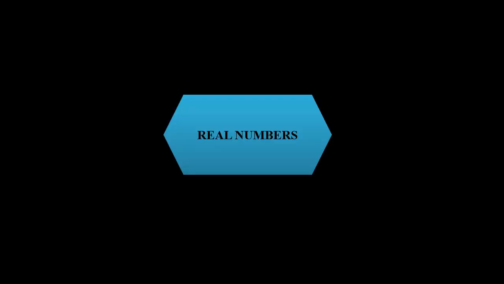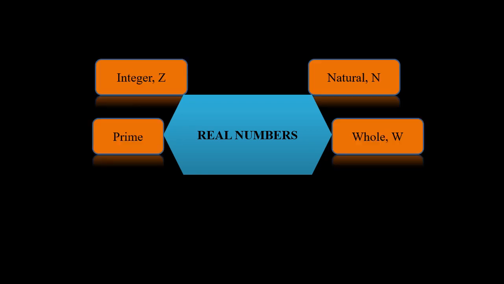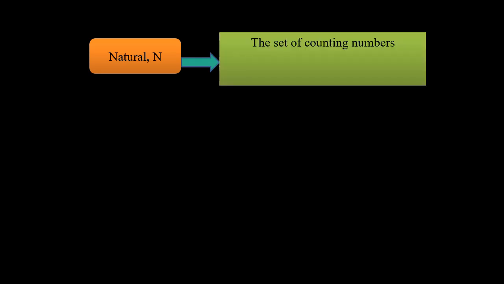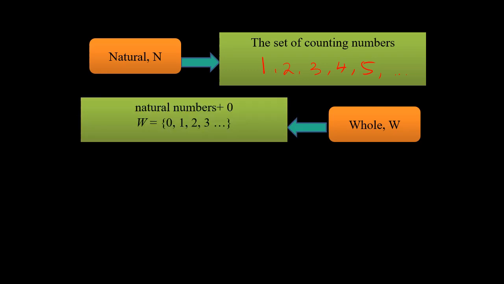Okay, so real number. So we have natural, whole, integers, prime, rational, and irrational. So what is natural number? So natural number is the set of counting numbers. So remember, during our school, we count numbers starting from 1, 2, 3, 4, 5, and so on. And then whole number is the counting numbers including 0. So we add up 0 in the set.